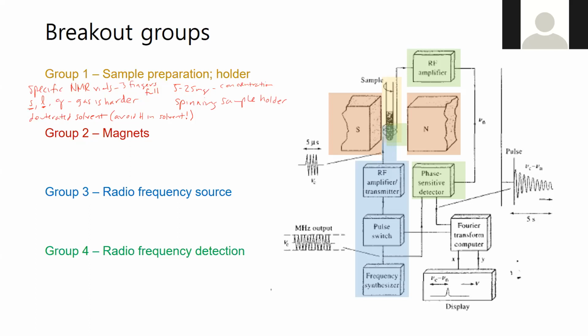Then you typically insert it into the top of the instrument, and there's usually an air compressor or something that will shoot air to hold your sample, and then it lowers it into the probe. I guess that's all I can think of about the sample, unless someone else from the group wants to jump in. And do you guys know why the samples are spun?